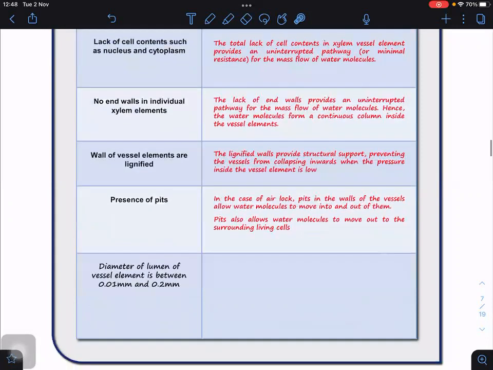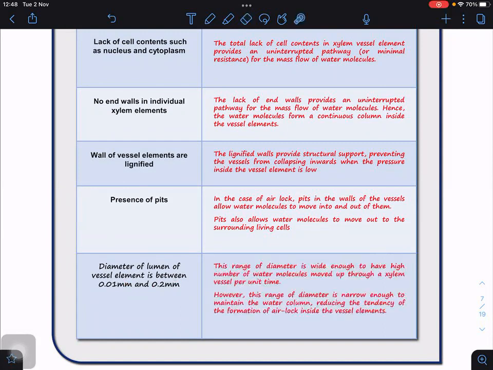Okay. So the diameter of the lumen is about 0.01 millimeter to 0.2 millimeter. This range of diameter is wide enough to allow a high number of water molecules to move through the xylem. However, it is narrow enough to maintain the water column, reducing the tendency of airlock formation inside the vessel elements. So it means we want to maintain it small enough, but not so small that we cannot transport a large quantity of water.